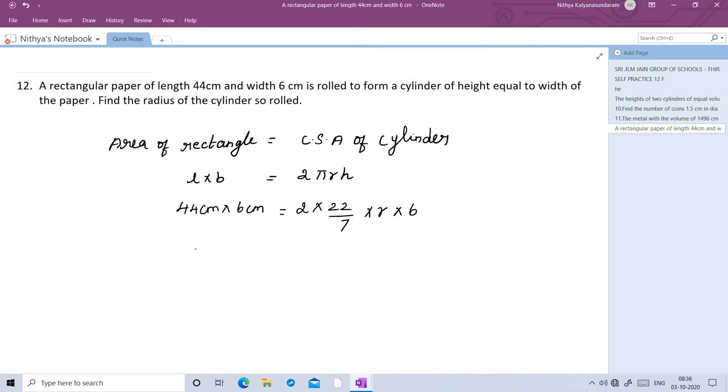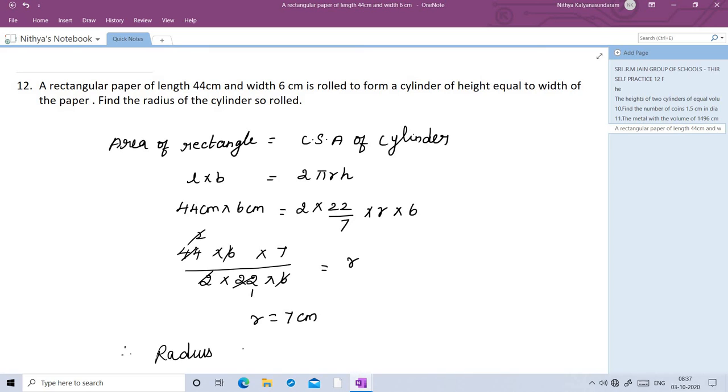So keep the radius alone on this side and bring everything else to that side. 44 into 6, divided by 2 into 22 into 6, since what is multiplied moves as a division. 6 cancels. 22 ones are 22, 2 twos cancel. So radius is equal to 7 centimeter. Therefore the radius of the cylinder is equal to 7 centimeter.